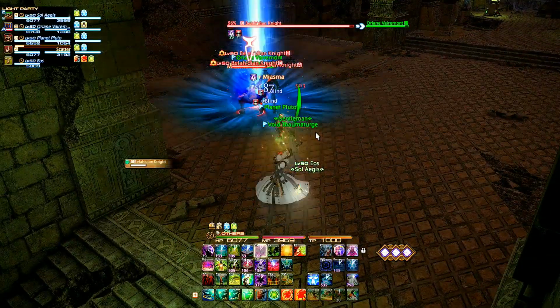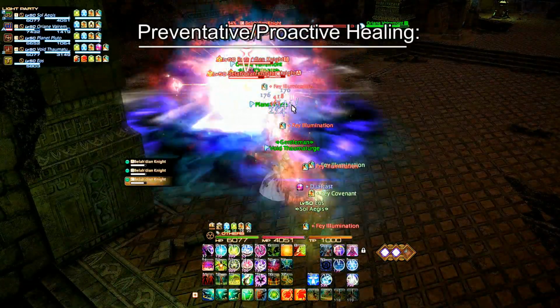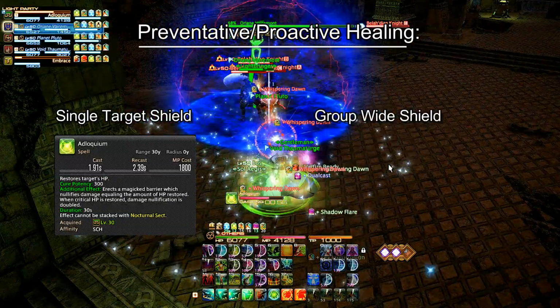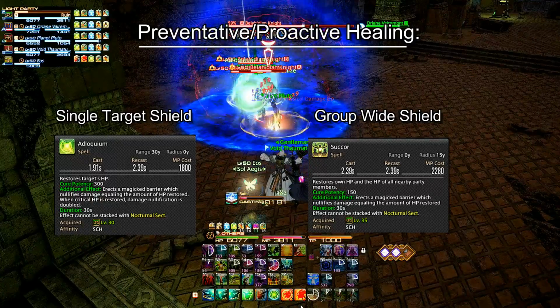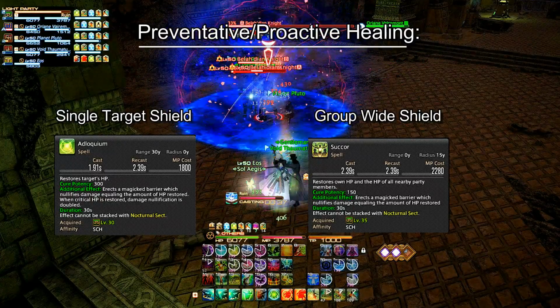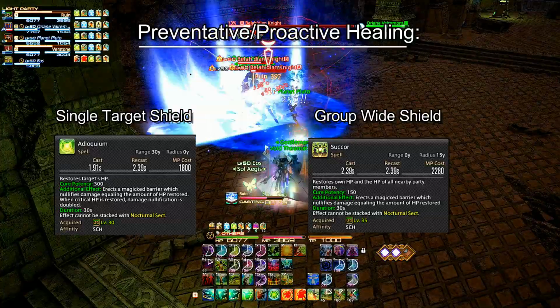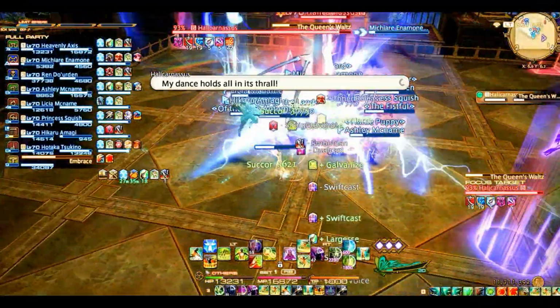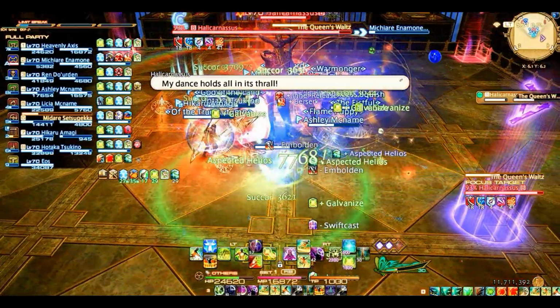First, let's talk about Galvanize. Your shield comes in two forms. In single target shielding, you have Adloquium, and for group-wide protection, you have Succor. As you can see here, Adloquium has a much higher potency, with the trade-off of only affecting one player, while Succor has half the potency, but affects the entire party. Both these abilities apply a buff called Galvanize.